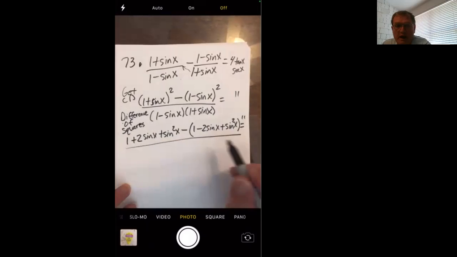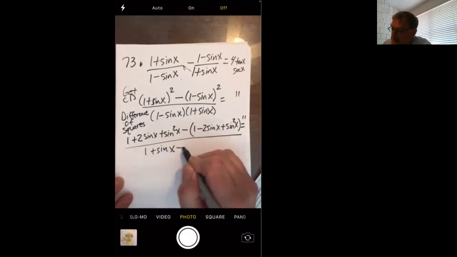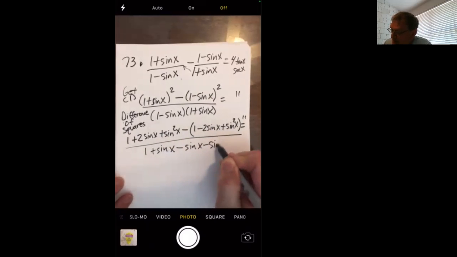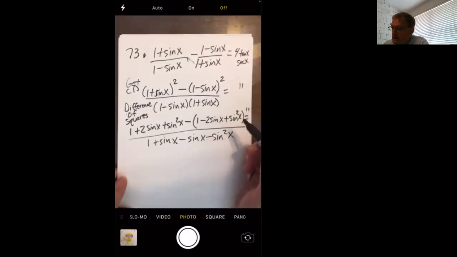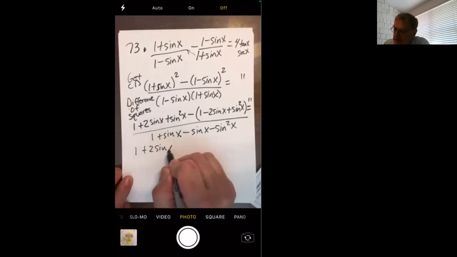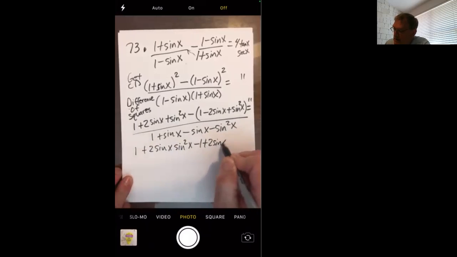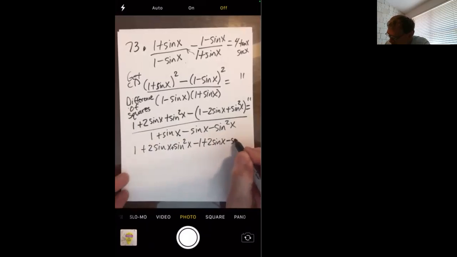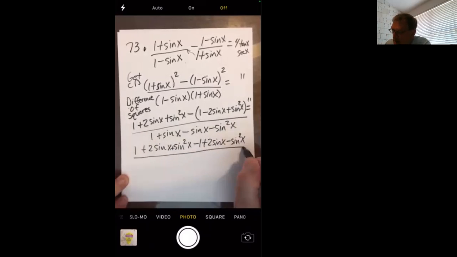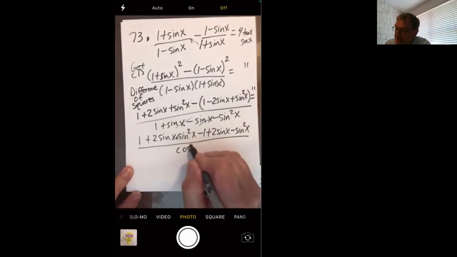Let's FOIL the bottom and see what happens. 1 plus sine, minus sine, minus sine squared. All right, let's distribute that sine and get the signs right. 1 plus twice sine squared minus 1, add twice sine. I'm sorry, I lost a sign there. That's a plus sine squared, minus 1 plus twice sine x, and then minus sine squared. Your bottom, notice, sines cancel. Can you spot that 1 minus sine squared? It's cosine squared.